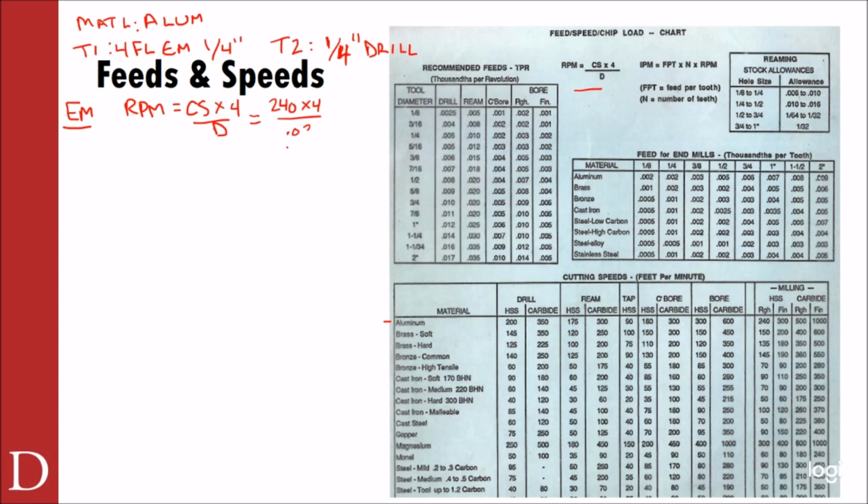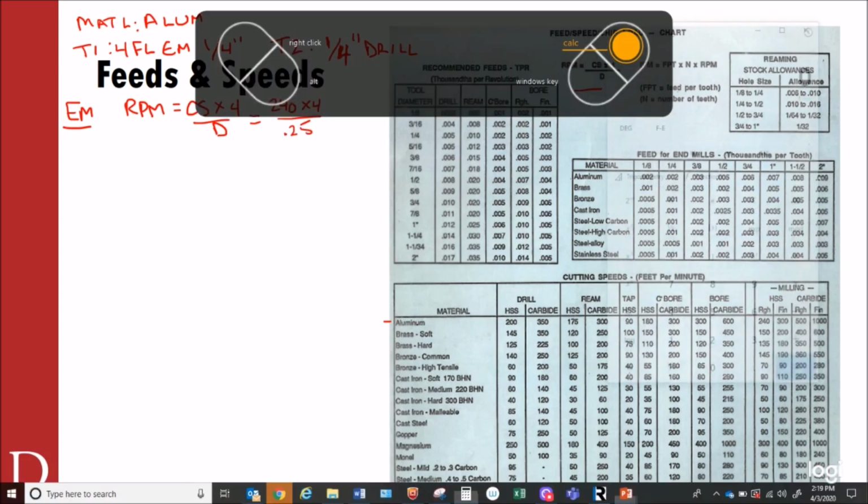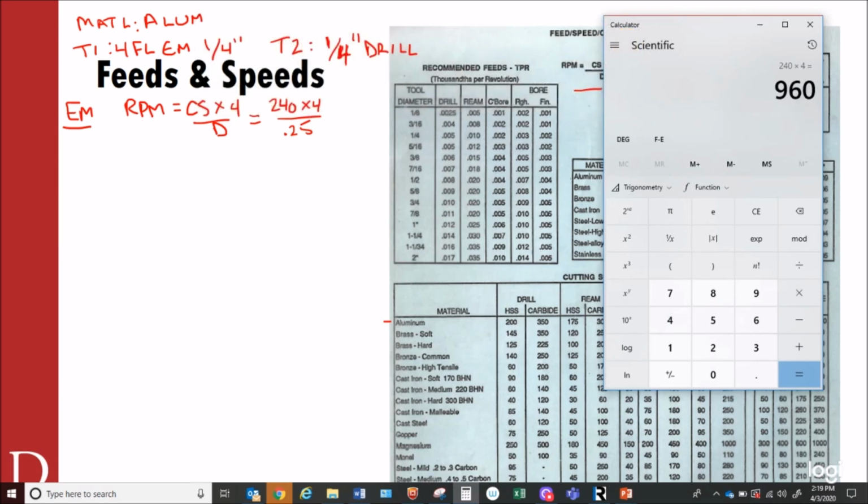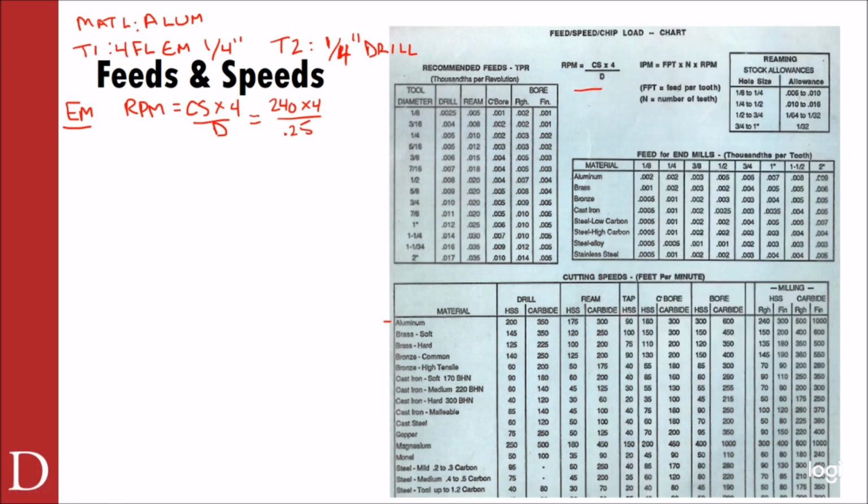Oop, messed that one up pretty good there. It's the only dilemma with this little tablet I'm using. Pointer, just got to change between the tools every once in a while. 0.25. Type this into my calculator real quick. So 240 times 4 equals that, divided by 0.25, I get 3,840. So my speed is going to be 3,840 RPMs.